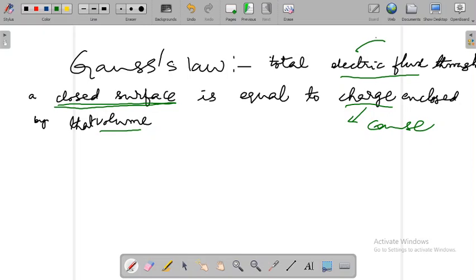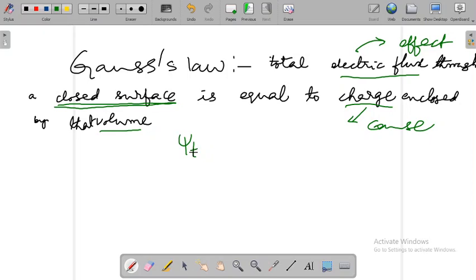And what about this electric flux? It is the effect. So Gauss law is nothing but the relationship between cause and effect. The cause is the charge, and the effect is this electric flux, so it is a cause and result relationship. We can write it mathematically: total electric flux through a closed surface is represented by psi. Electric flux is represented by psi. It is the total electric flux.